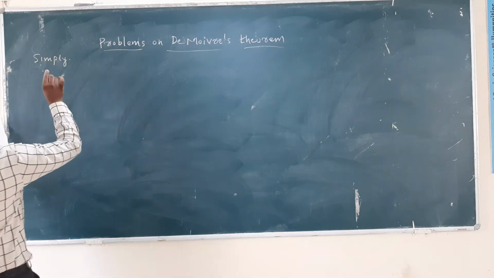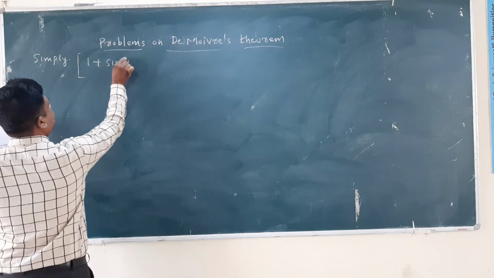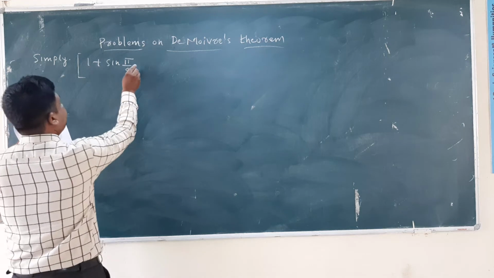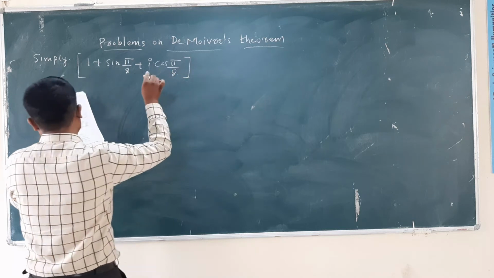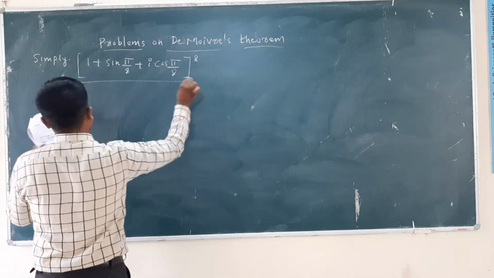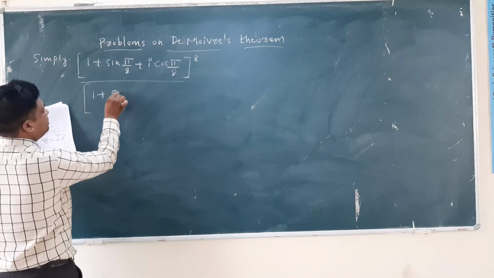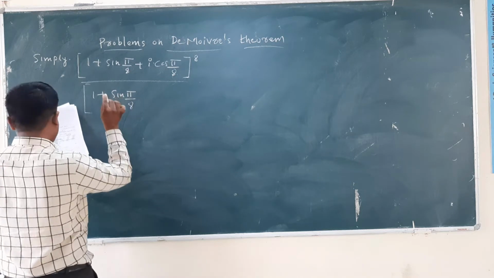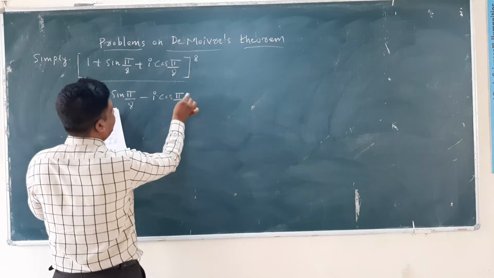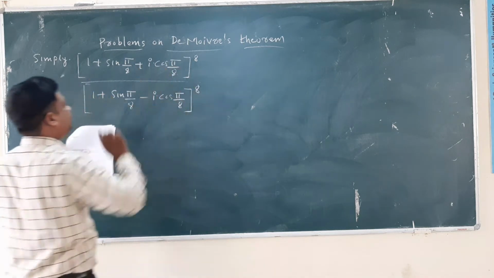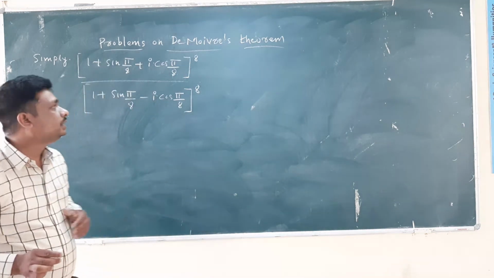Simplify (1 + sin π/8 + i cos π/8)^8 / (1 + sin π/8 − i cos π/8)^8. Again, the power of 8. So now I will simplify this example by using De Moivre's theorem.